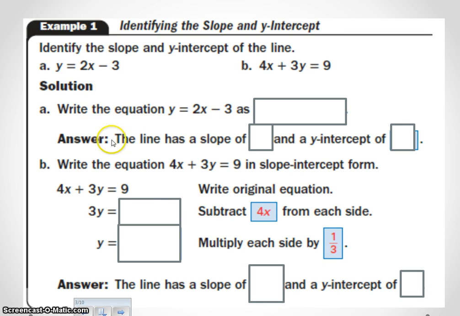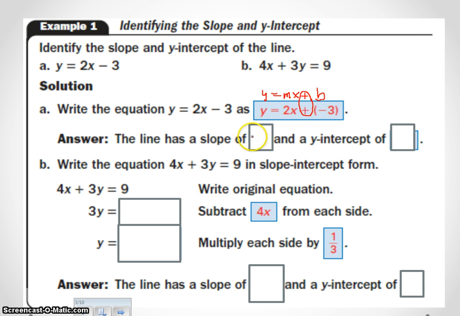Example 1. Write the equation y equals 2x minus 3 as y equals 2x plus negative 3. Remember that your slope-intercept form is y equals mx plus b. So you want to have that plus sign in. So make sure you change all your subtractions to adding the opposite.